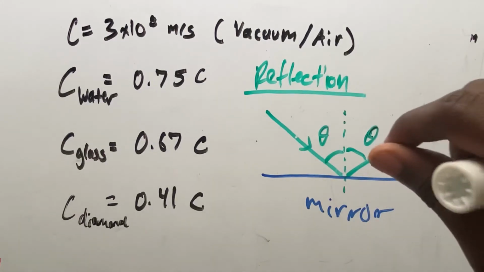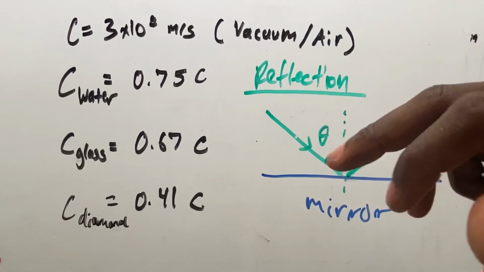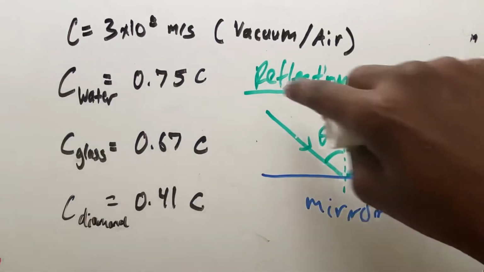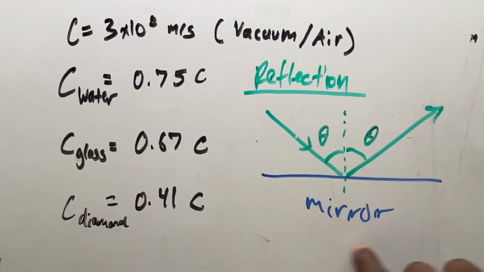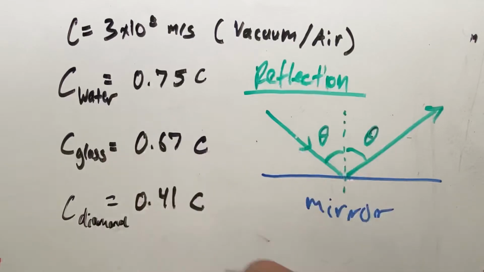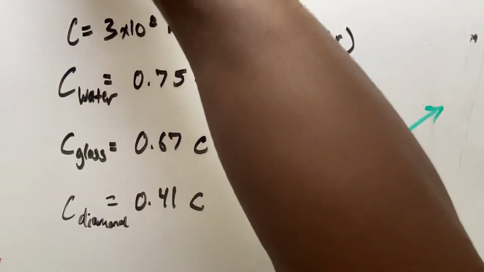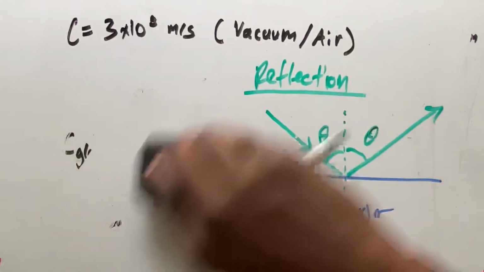You can basically imagine when you look at yourself in a mirror, it's light coming from your eyes, hitting the mirror, and then going back to your eyes, causing you to be able to see your reflection in the mirror. I haven't got into these different materials yet. We're just talking about reflection. So I'm going to erase these for now.